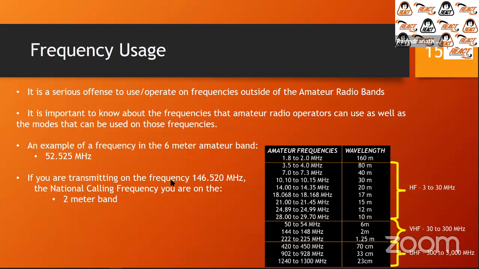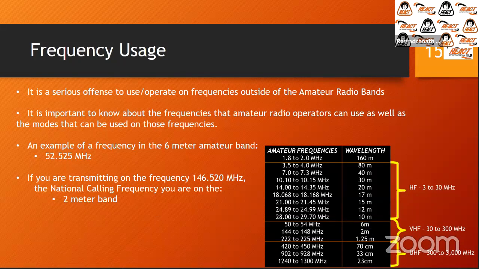If you are transmitting on the frequency of 146.520, remember that was the national calling frequency, what band are you on? Take a moment to think. 146.520, where is that? It's between 144 and 148. That's the 2-meter band.